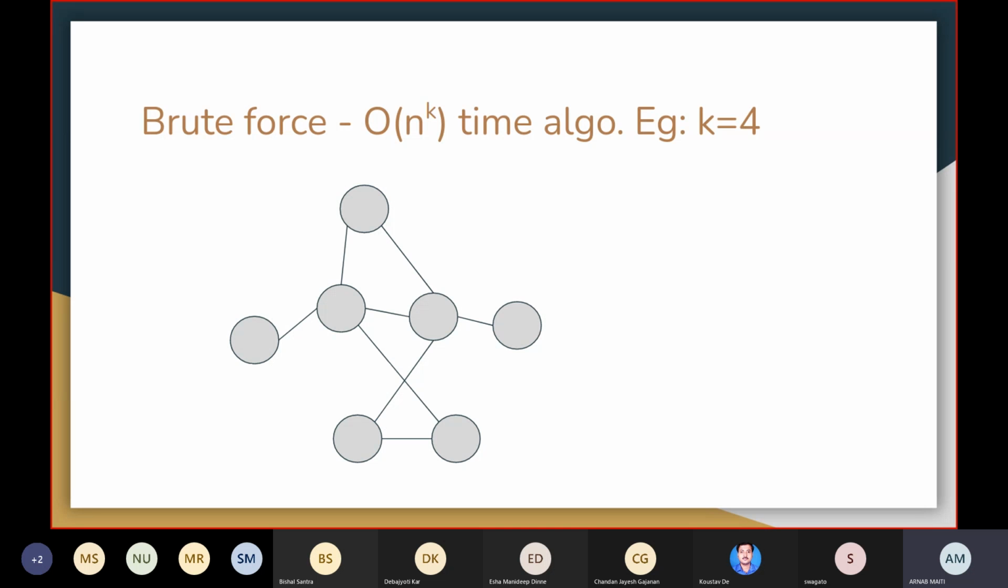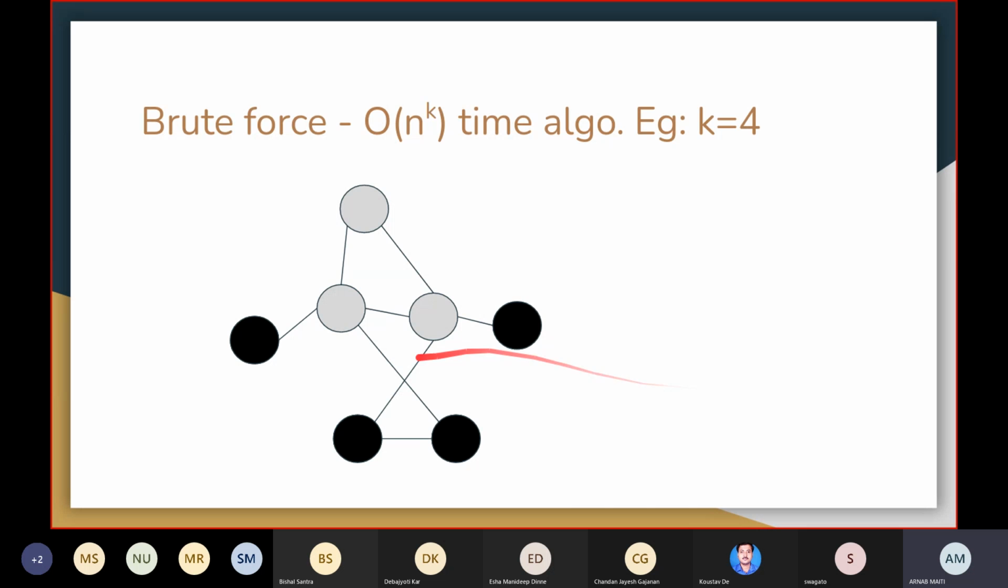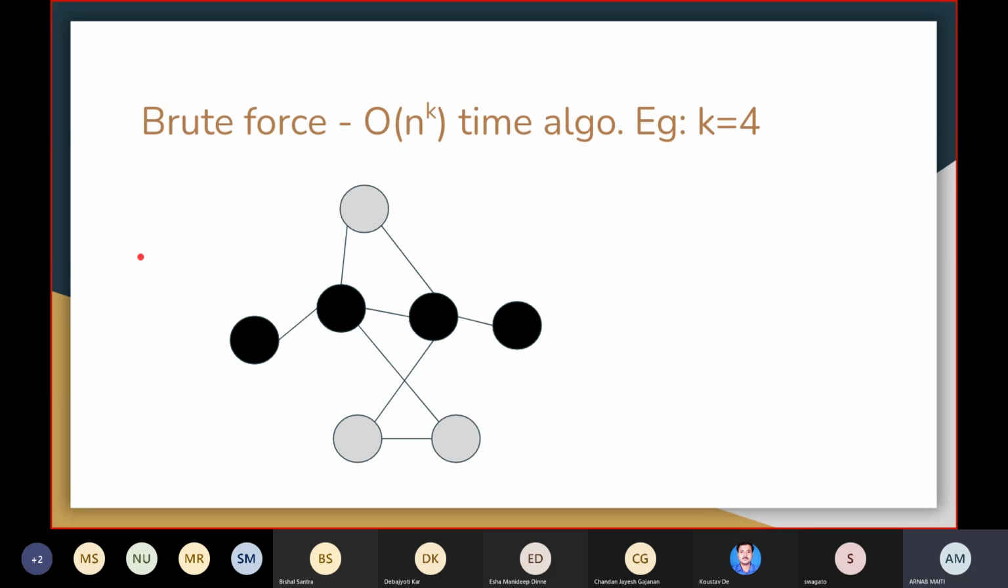So what is a brute force algorithm? Let us assume that K is equal to 4. We'll check all combinations of 4 vertices and check whether there is a path between them. So this doesn't have a path. This has a path. So there is a yes instance.